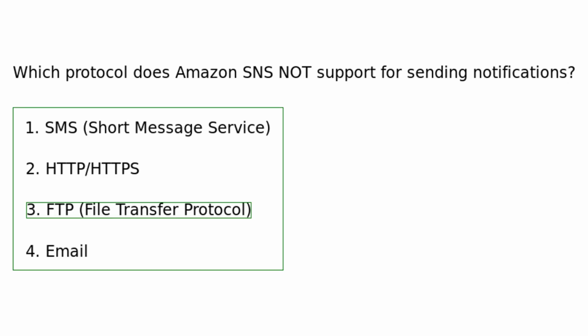Amazon SNS supports various protocols for sending notifications, including SMS, HTTP/HTTPS, and email, but does not support FTP as it is primarily a file transfer protocol, not a messaging one.